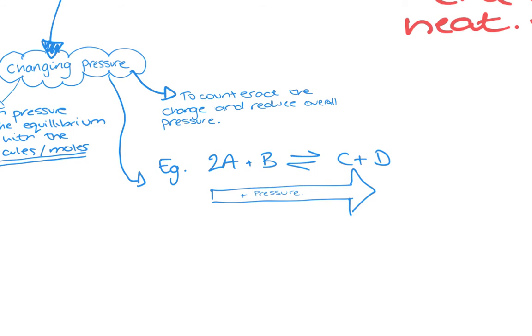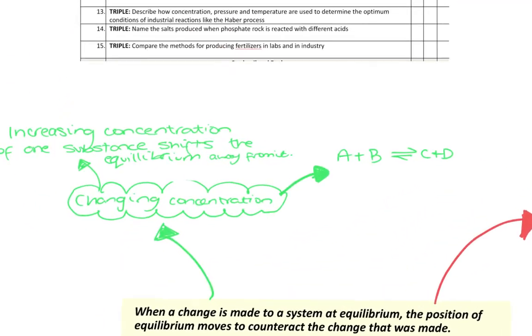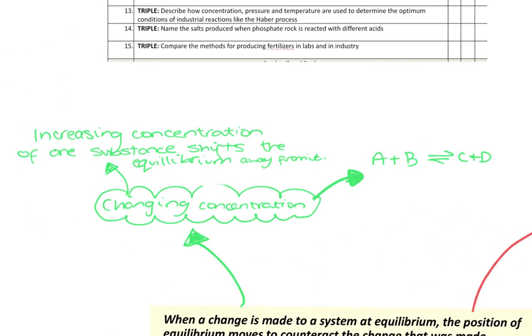Lastly, if you change the concentration in your reaction vessel, then it shifts away from the thing that you've increased the concentration of. Now, I like to think of this one as more simple than the others, but it's slightly more difficult to describe to you on screen, because when you change concentration, it doesn't actually show anything on the reaction.